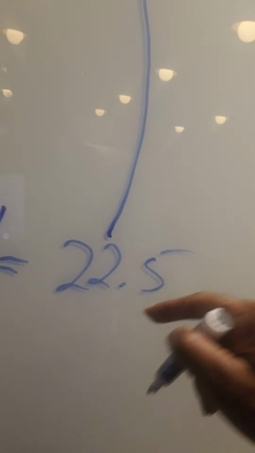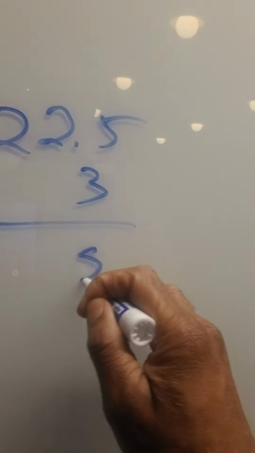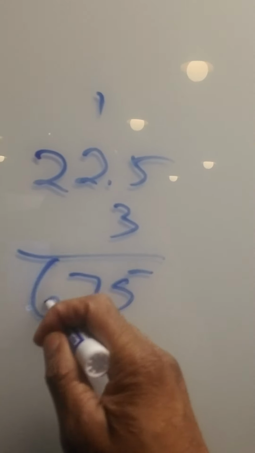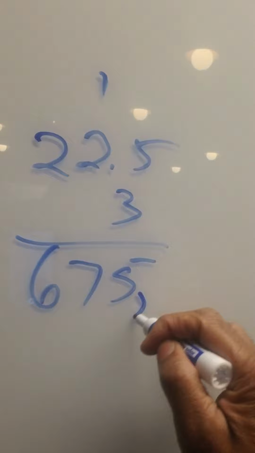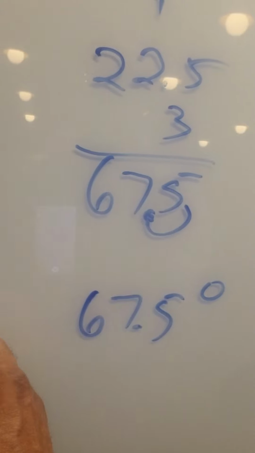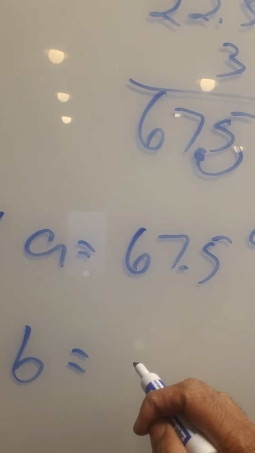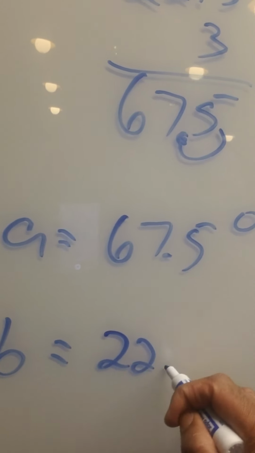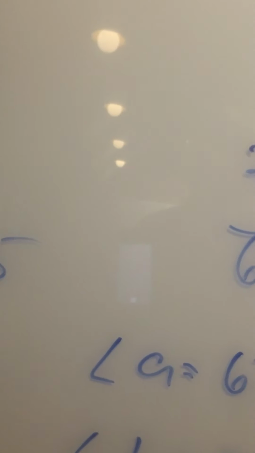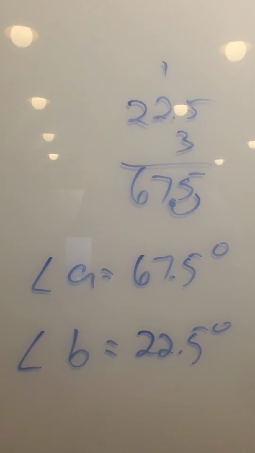Okay? So 22 and a half times 3. 1 decimal point moves over. So it's 67 and a half. So angle A and angle B. Angle B, we'll call it 22 and a half. And angle A is 67 and a half. Got it? All right, let's do your homework for the weekend.